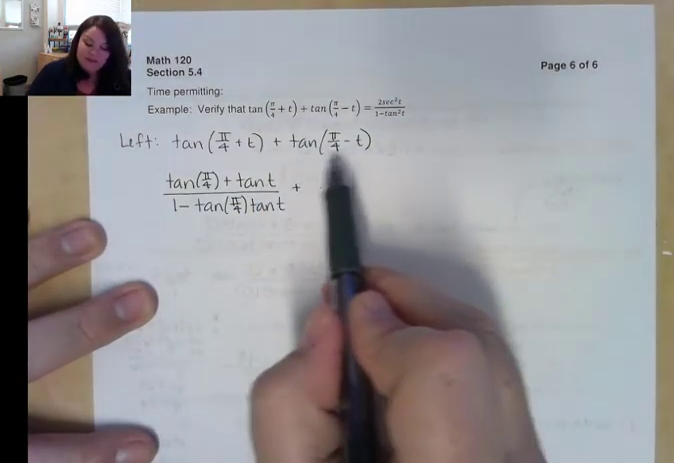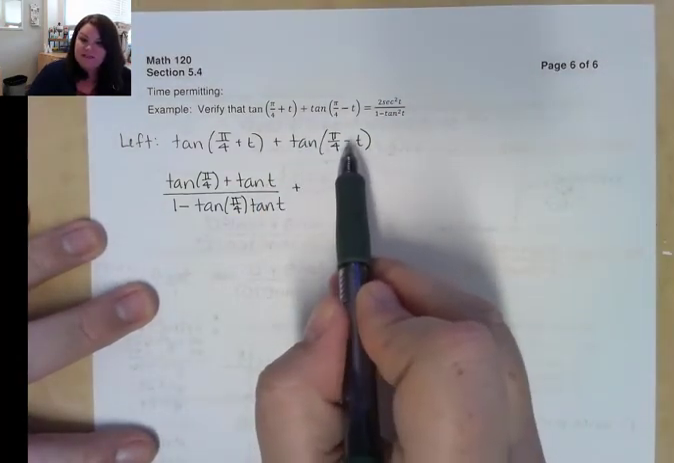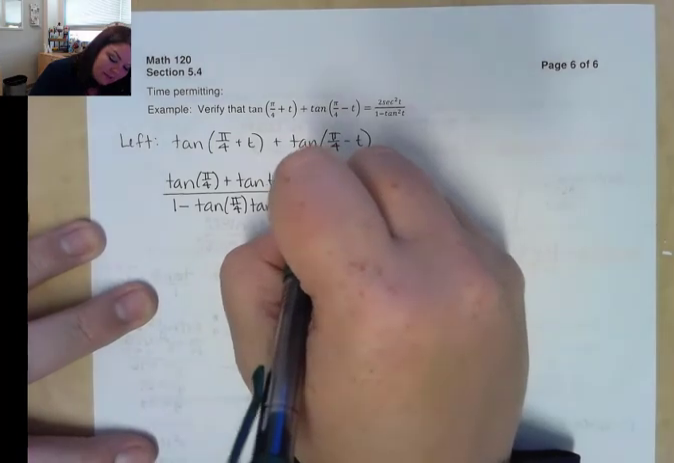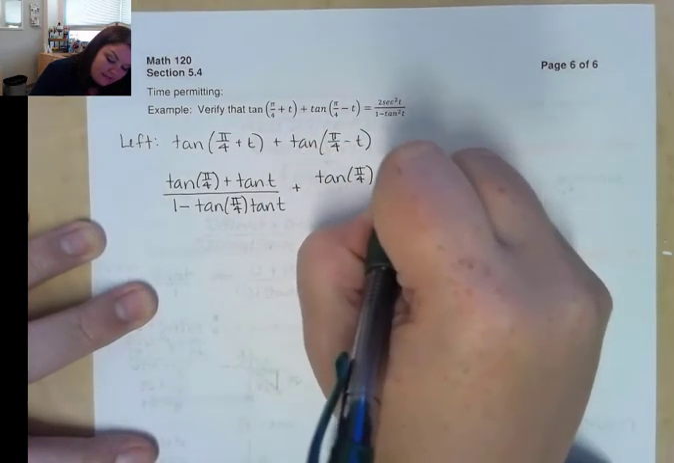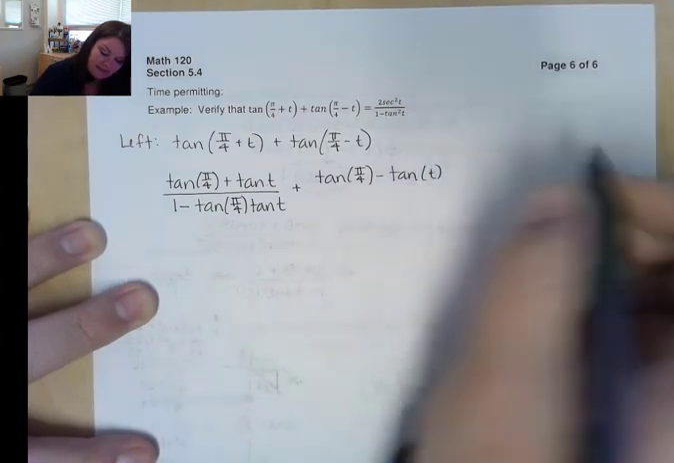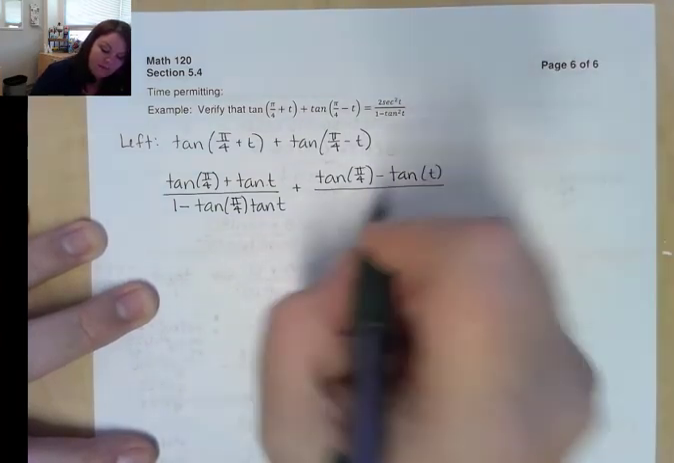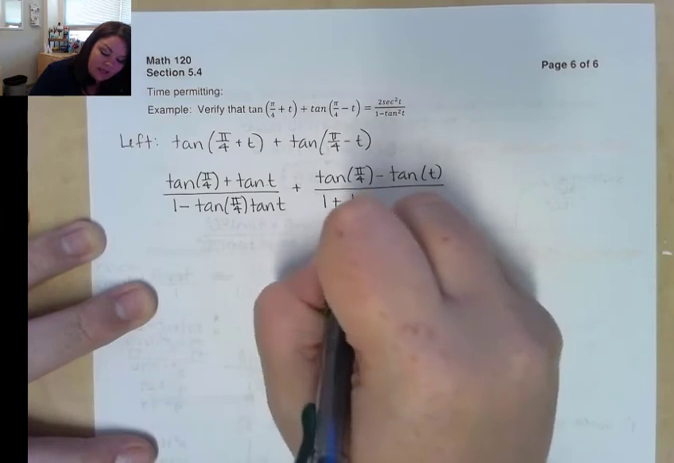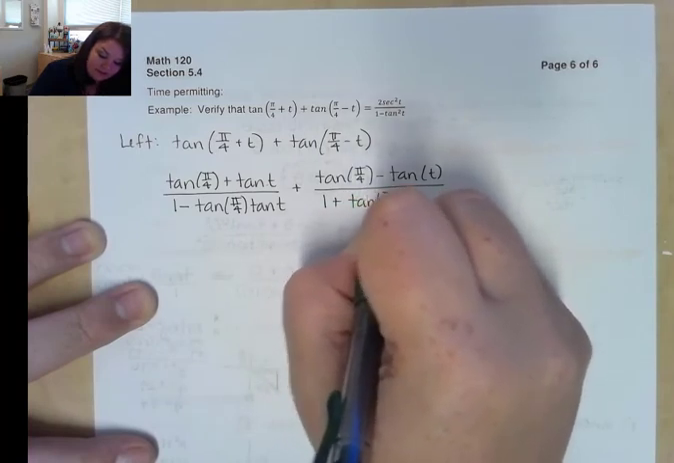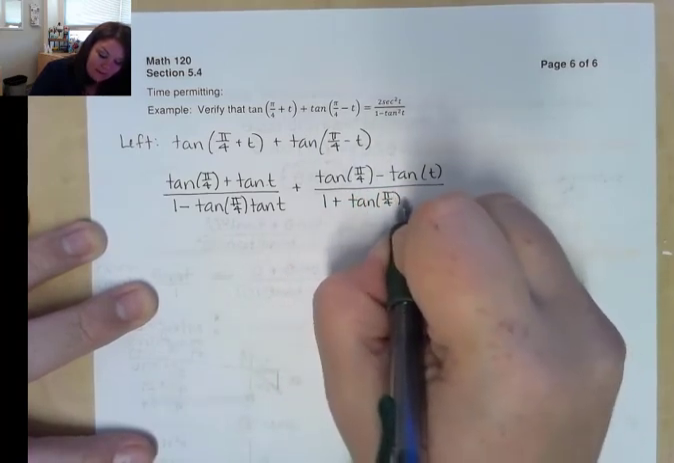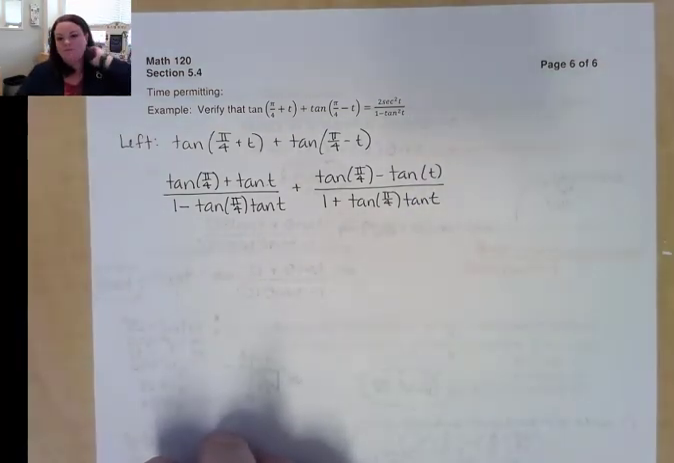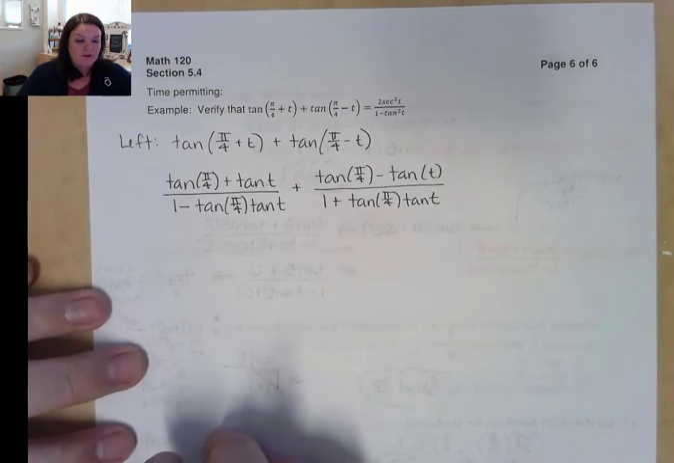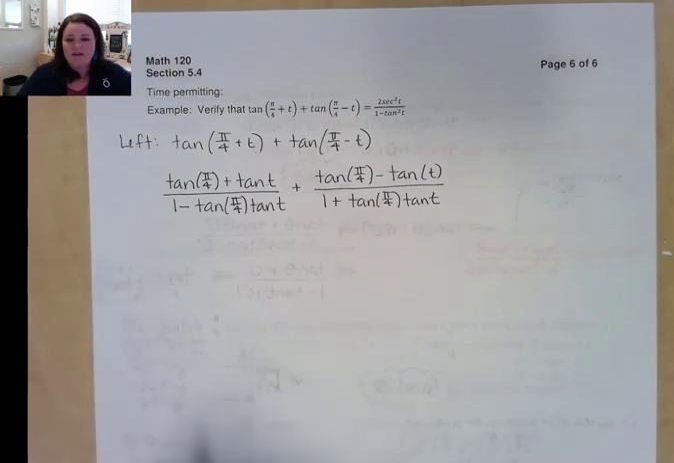Plus, I want to do the same thing with this one. Okay, but this one's a difference. So this time I'm going to do tangent of the first angle minus tangent of the second angle. And on bottom, I'm going to get a 1 plus tangent of the first angle times tangent of the second angle. Okay. So now that I've done that, I want to see if I can simplify.